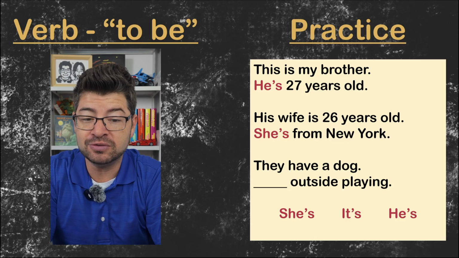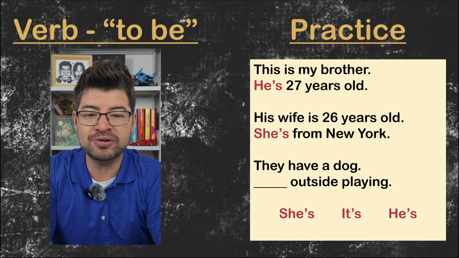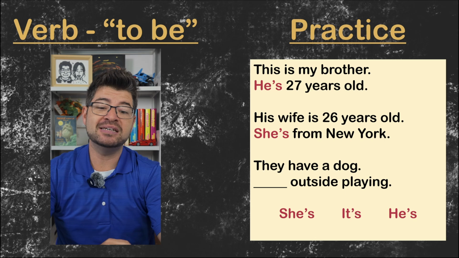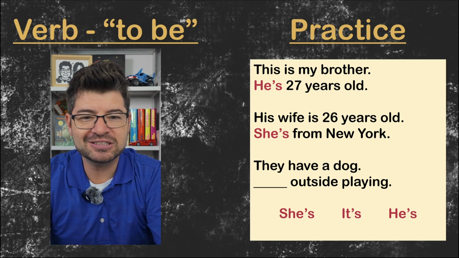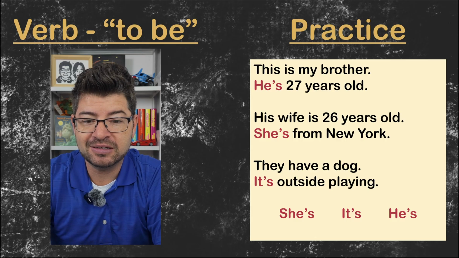She's from New York. Wife is a female. She is the female pronoun, so we say she's from New York. And lastly, they have a dog. Of course, it's the last choice. It's outside playing.